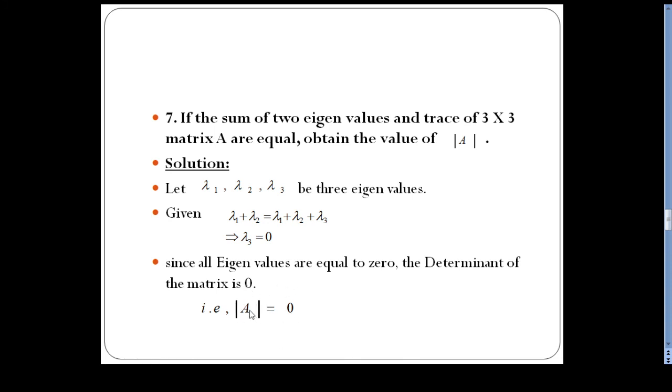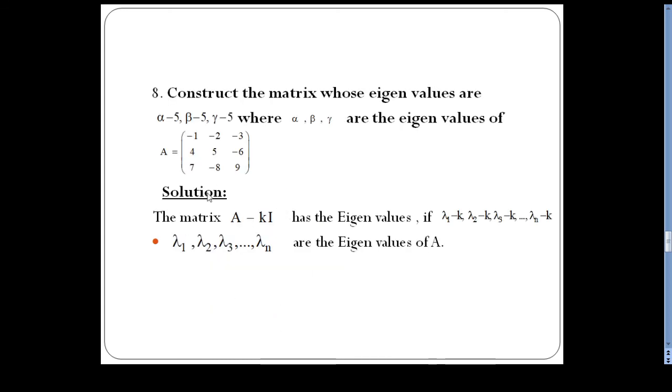Or else we can write that the determinant of A is nothing but lambda 1 into lambda 2 into lambda 3. Already we said lambda 3 equal to 0. So when you substitute here, obviously you get the determinant of A also equal to 0.